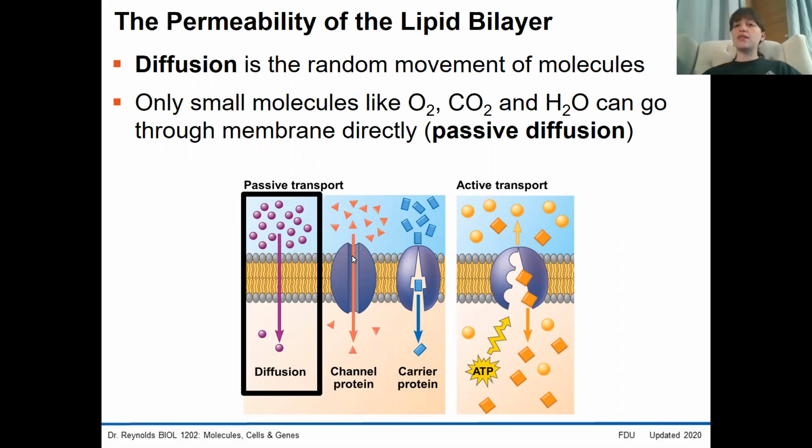Diffusion is the random movement of molecules, and this can include across a membrane. So passive diffusion is going to allow small molecules like oxygen, which is going to be a small nonpolar gas, to be able to pass through the membrane directly. Only some substances can do this, and because it's a form of passive transport, they can only go from areas of high concentration to low.